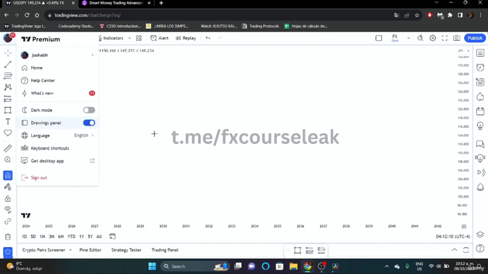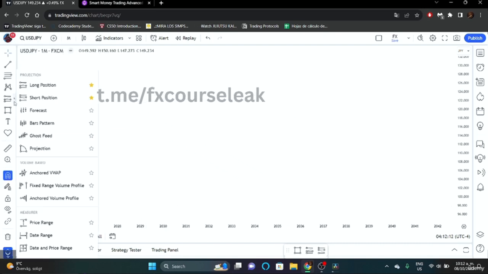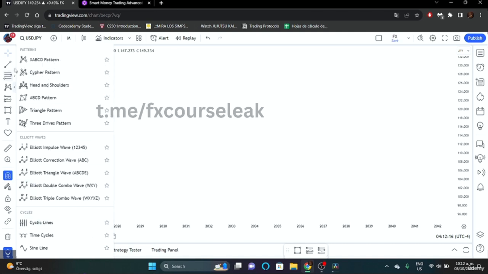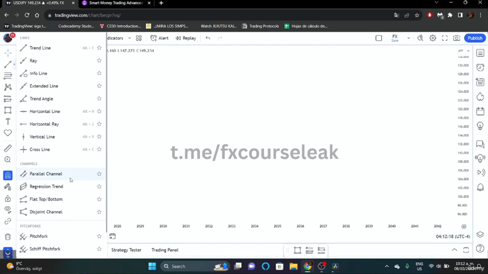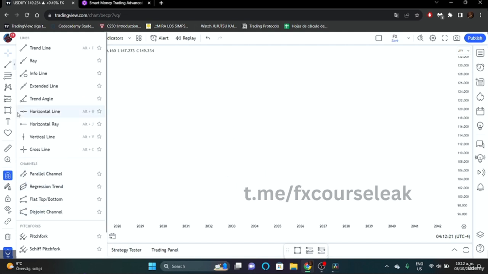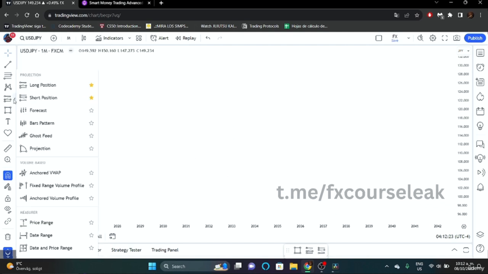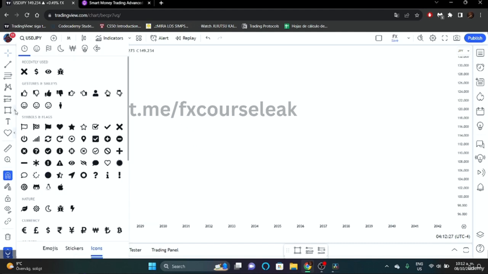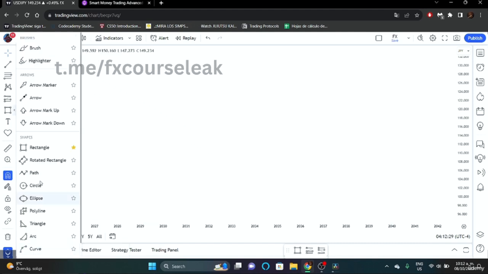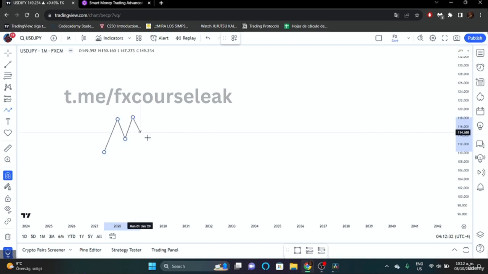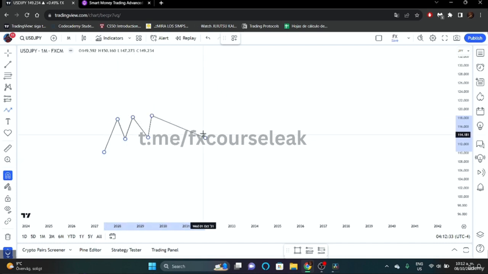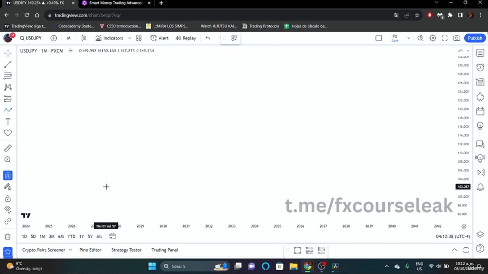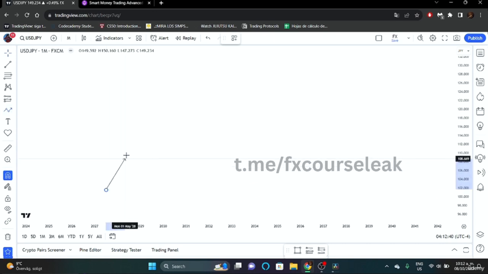Perfect. Market maker buy or sell models. This is something really nice. Okay, let's look for this right here. This is a market maker buy or sell model. Okay, let's remove this. Perfect. This is a market maker buy or sell model.